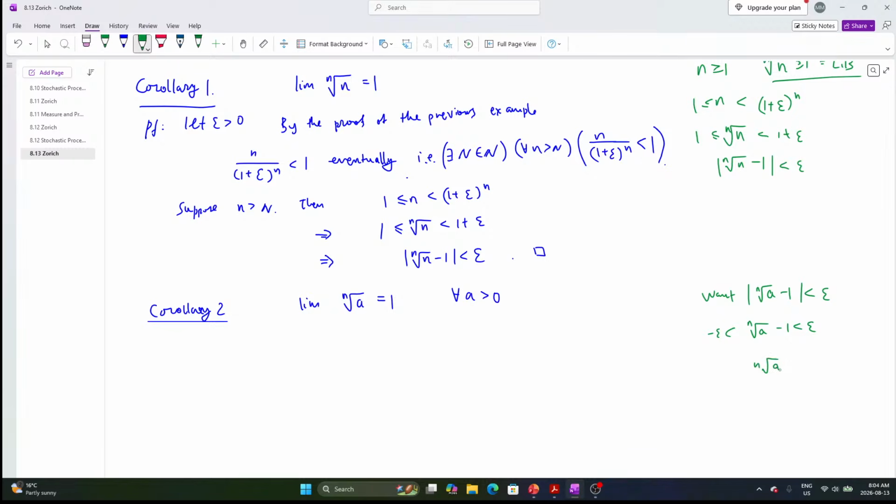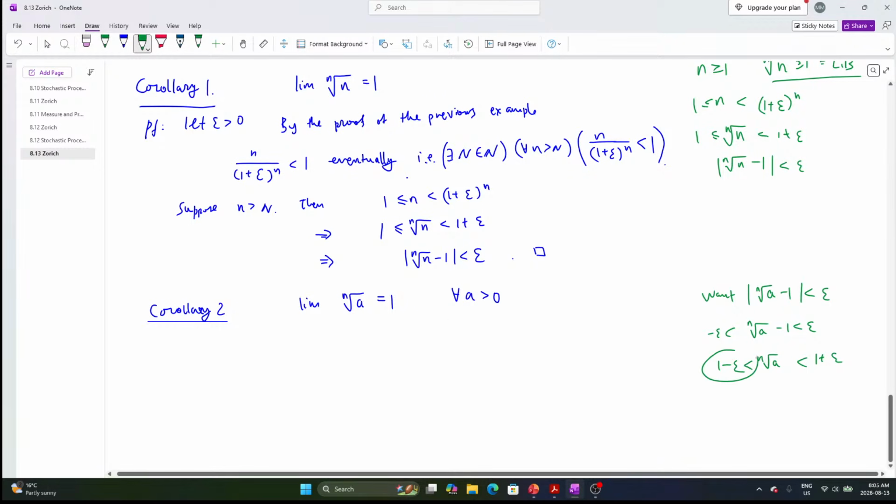The nth root of a is greater than 1 minus epsilon and less than 1 plus epsilon. Okay, well, maybe we can consider, say, a greater than 1. Let's consider a to be greater than 1. Then the nth root will always be greater than 1, so the left-hand side is trivial.